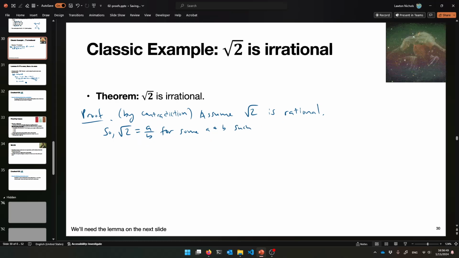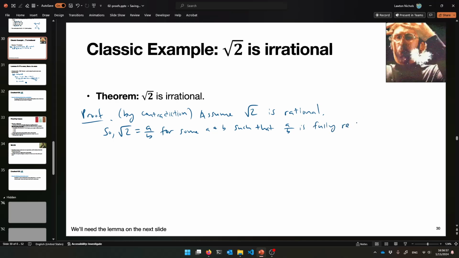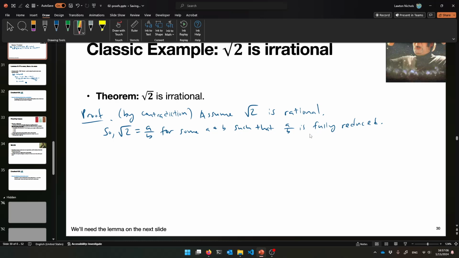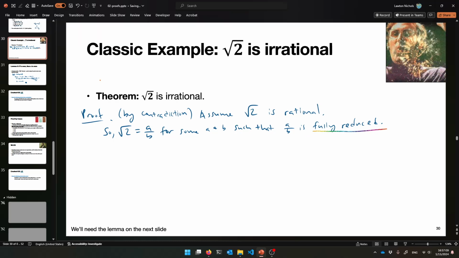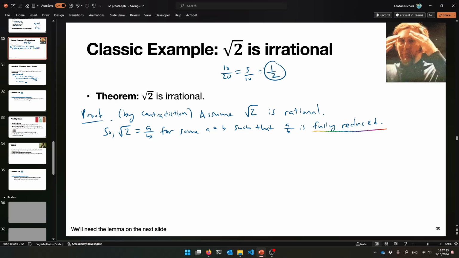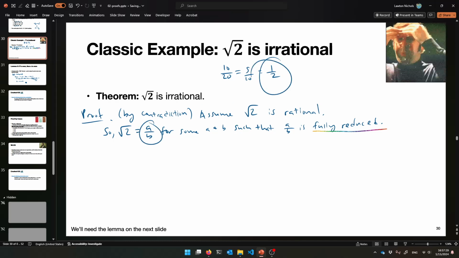Such that a over b, whatever it was, is fully reduced. This is going to be very important in just a second. This is going to be the crux of the theorem, it's so cool. This idea is going to make it all fall apart. It's just really fun to think about. So assume that it's fully reduced, which means, if a is 10 and b is 20, reset them, because that's not fully reduced. That's 1 over 2. That's your fully reduced fraction. You can always fully reduce a fraction.